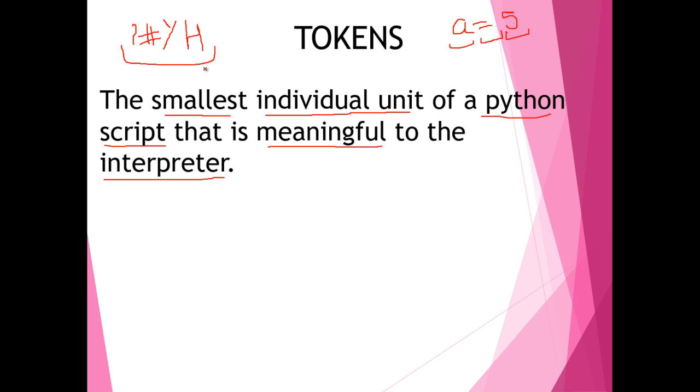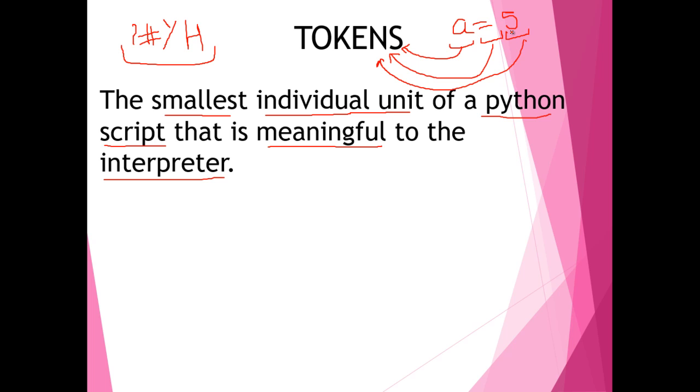So whatever statement we write in Python, if that statement is meaningful to the interpreter, meaning the statement does some work, then only the smallest individual units of that statement are called tokens. In this case we have 3 tokens: A is a token, equal to is also a token, and similarly 5 is also a token.